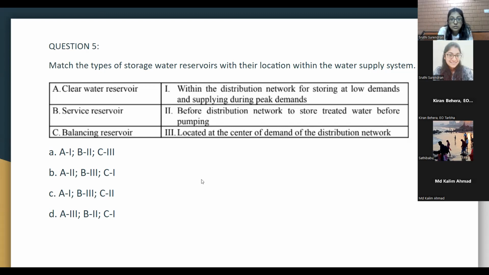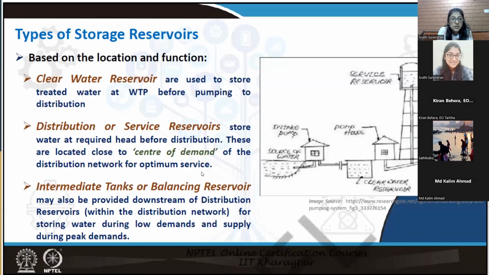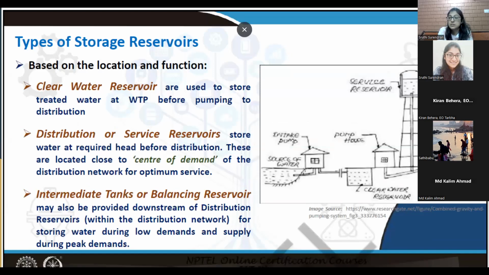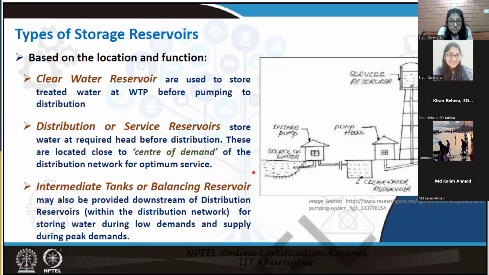So let's go on to the explanation. There are three types of storage reservoirs based on the location and function. So here you can see the source of the water in this diagram. Then there's an intake structure, and immediately after the intake structure, there's one reservoir, a storage structure called the clear water reservoir.